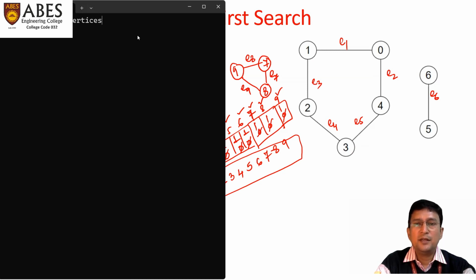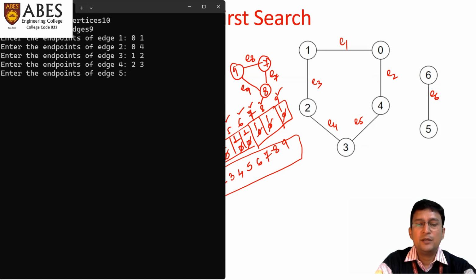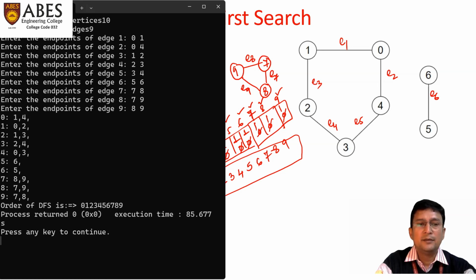The total number of vertices in the graph is 10, from 0 to 9. The number of edges is 9. Edge 1 endpoints are 0 and 1. Edge 2 endpoints are 0 and 4. Edge 3 endpoints are 1 and 2. Edge 4 endpoints are 2 and 3. Edge 5 endpoints are 3 and 4. Edge 6 endpoints are 5 and 6. Edge 7 endpoints are 7 and 8. Edge 8 endpoints are 7 and 9. And edge 9 endpoints are 8 and 9.